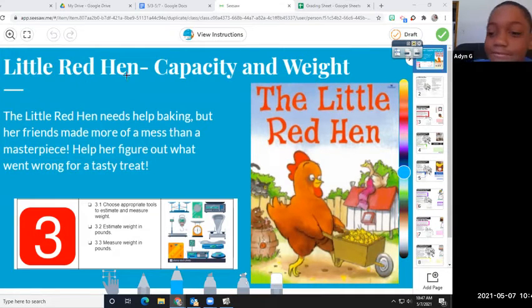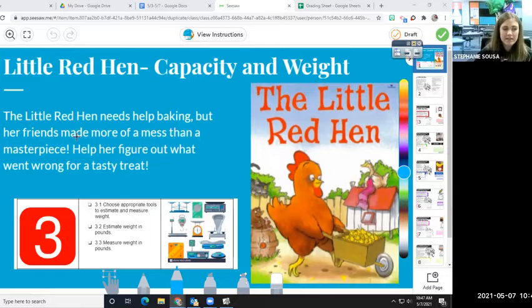Okay. Little Red Hen, capacity and weight. The Little Red Hen needs help baking, but her friends made more of a mess than a masterpiece. Help her figure out what went wrong for a tasty treat. We are working today on choosing appropriate tools to estimate and measure weight. We are going to estimate weight in pounds. We are going to measure weight in pounds.